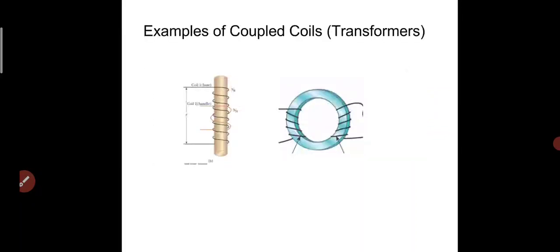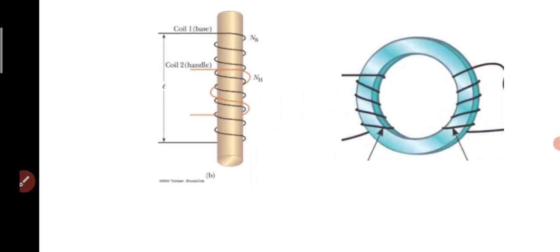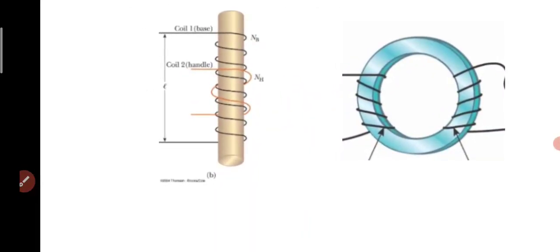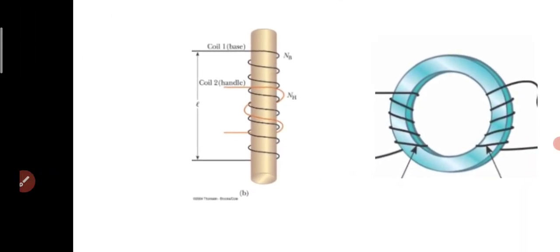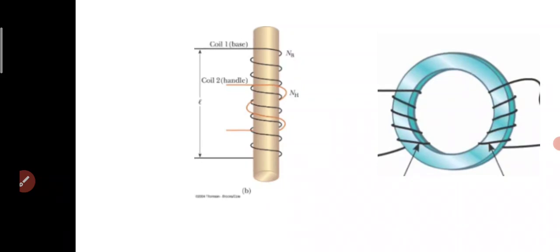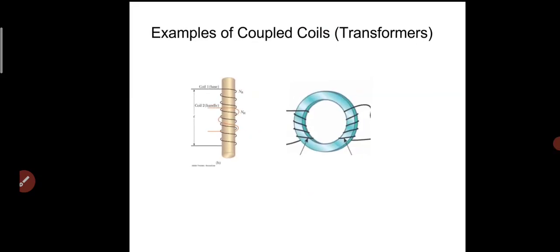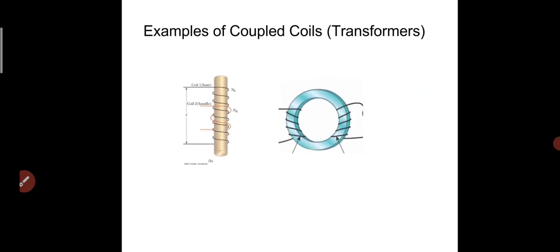For example, coupled coils in transformers. This is coil 1, this is coil 2. This is the transformer coil.